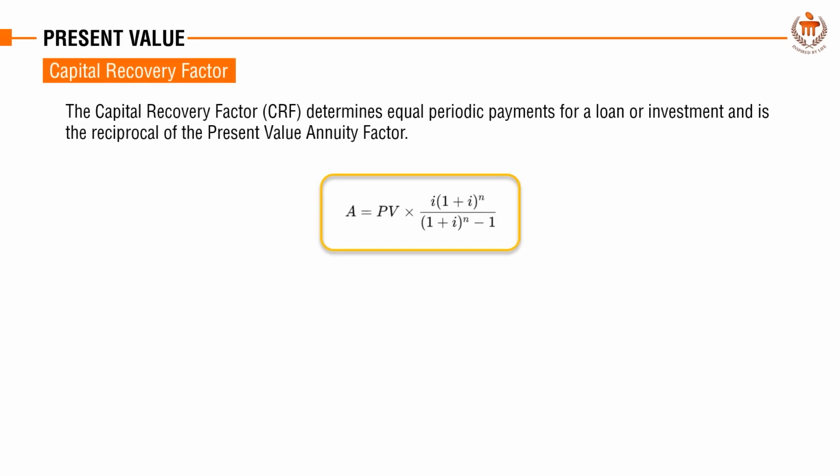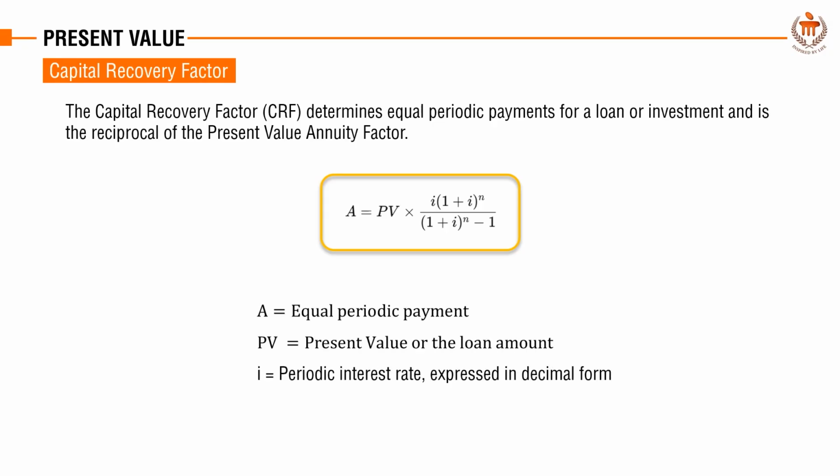The capital recovery factor is useful when determining equal periodic payments for a loan or investment. The reciprocal of the present value annuity factor is called capital recovery factor. In the formula of capital recovery factor, A is the equal periodic payment, P is the present value of the loan amount, I is the periodic interest rate expressed in decimal form, N is the total number of periods.